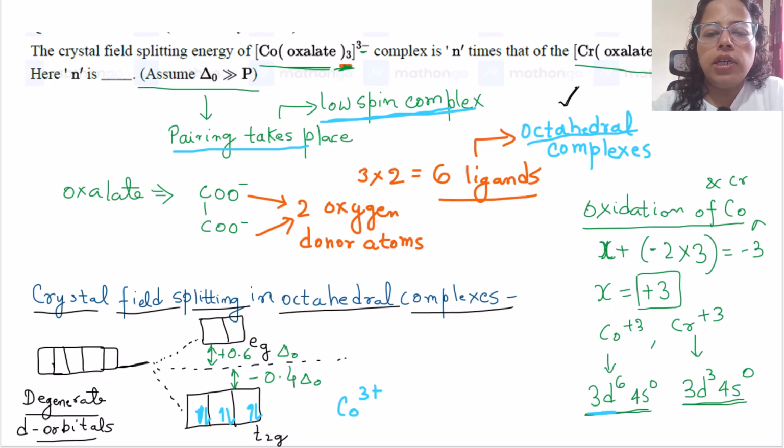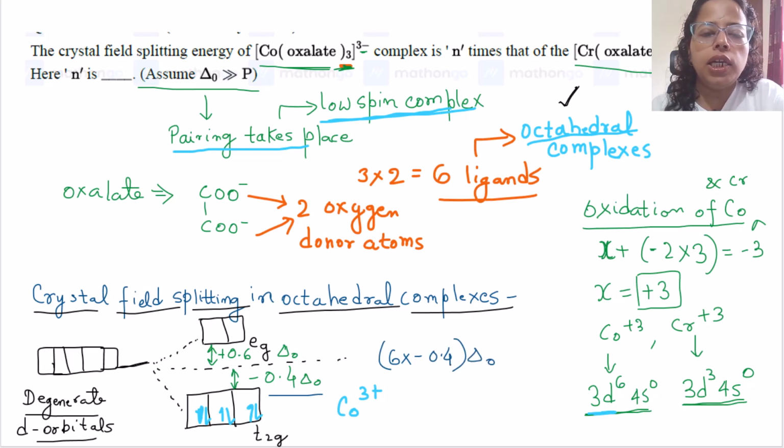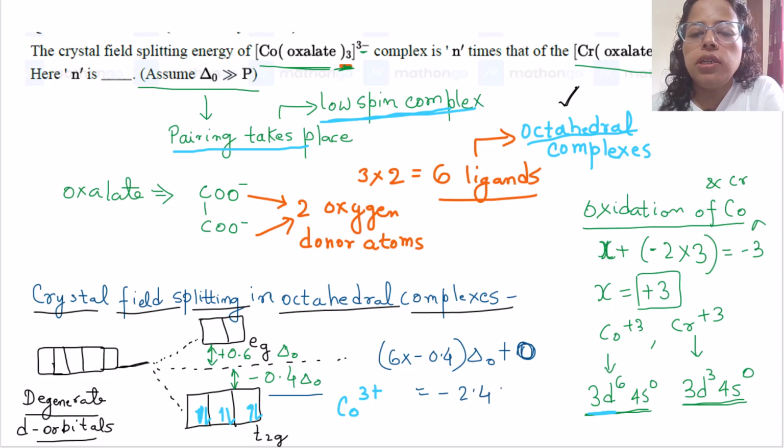Now what is our next step? Our next step is to calculate the CFSE. How do we calculate it? We have T2G 6 electrons, and we multiply by the factor minus 0.4 delta octahedral. And how many electrons do we have in EG? We have no electrons in EG, so plus 0. We don't have any factor for EG. So that comes out to be minus 2.4 delta octahedral. So this is the CFSE for cobalt 3 plus.